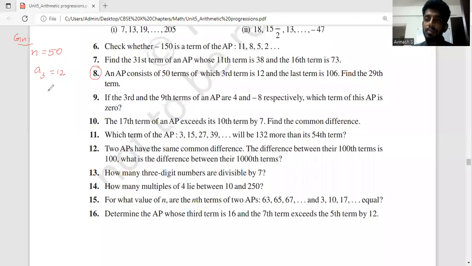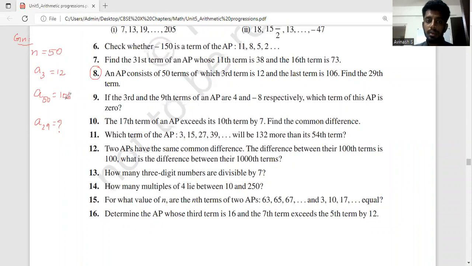And the last term is 106, which means the 50th term is 106. They have not mentioned that the 50th term is 106, but they have clearly given there are 50 terms, and within 50 terms, the last term will be the 50th term, which is 106, and we are supposed to find the 29th term. So in any problem in arithmetic progression, it's better to write what has been given in the question, and also what you are supposed to find.